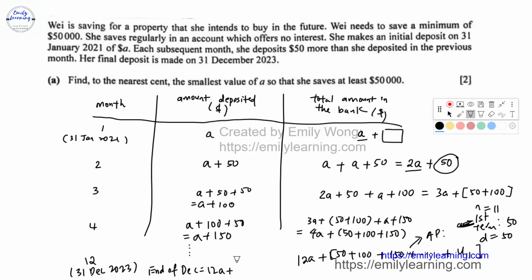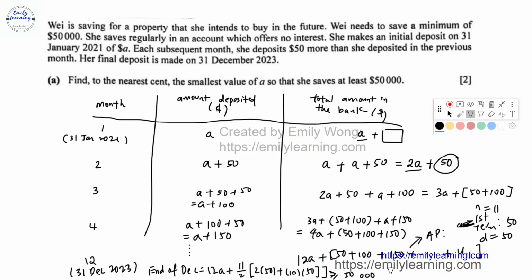So to sum them up, it'll be equal to 11 over 2, n over 2 times 2 times 50 plus n minus 1. So n is 11, n minus 1 is 10, times 50. And I know this will give me a total value. I want it to be at least $50,000.